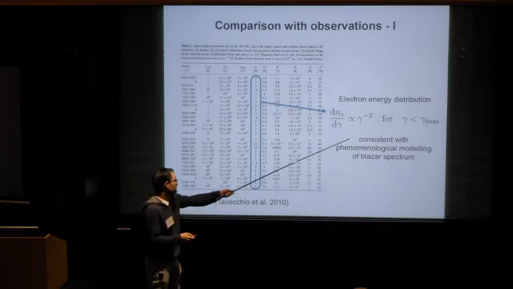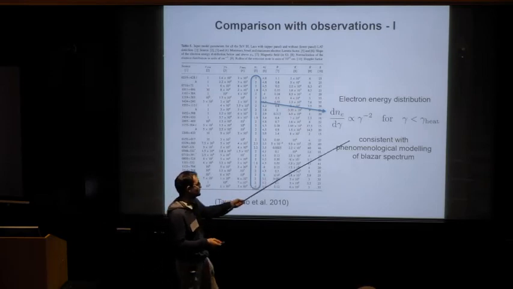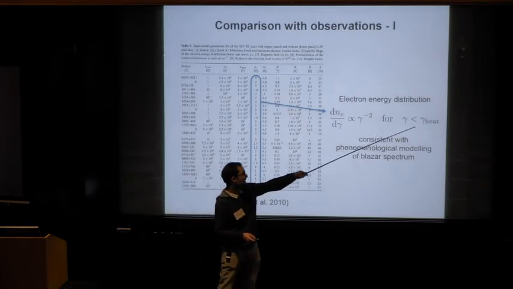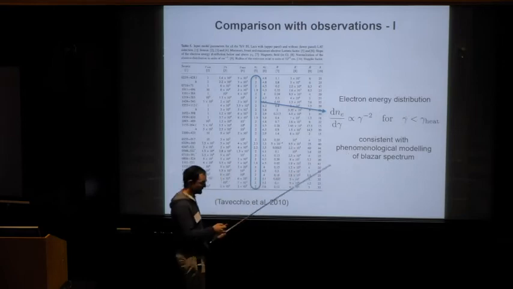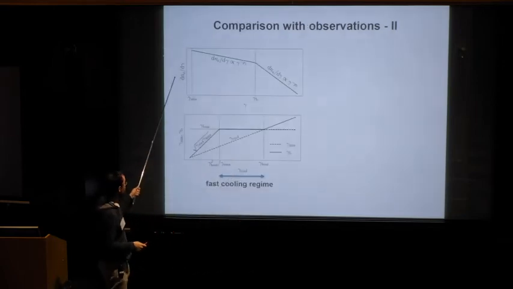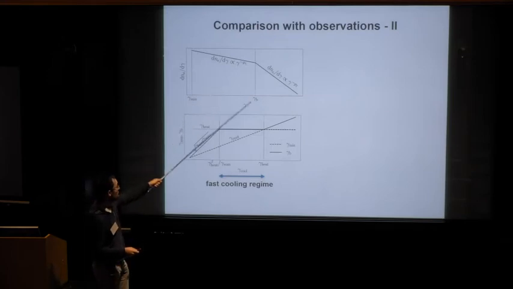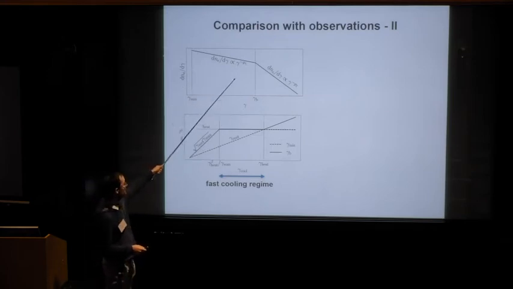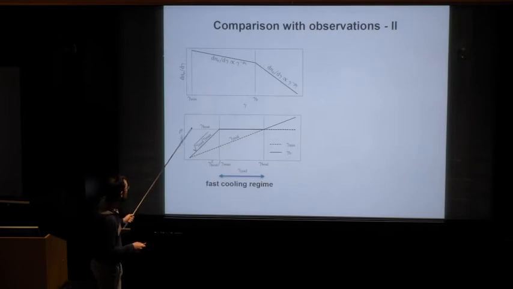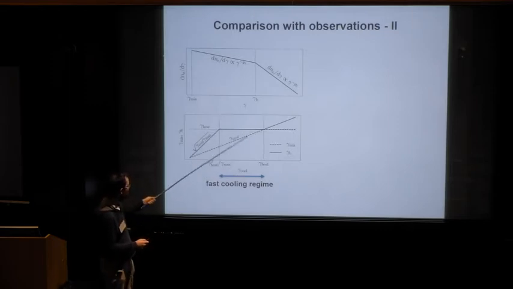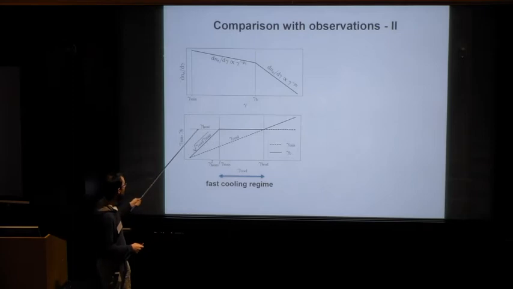So this distribution is consistent with the observed spectrum, and I expect at energy larger than this one, the distribution to become steeper. So again, this is the broken power law. This is the gamma to minus 2 part. This is the steepening. This thick line is what I expect for the break of the distribution. In the fast cooling regime, when the electrons cool faster, I expect this break to be exactly at this gamma heat.